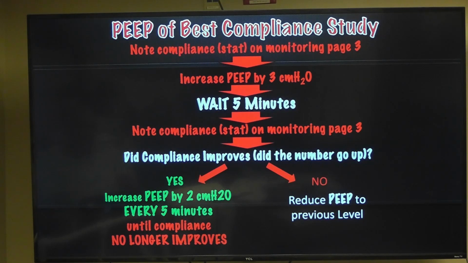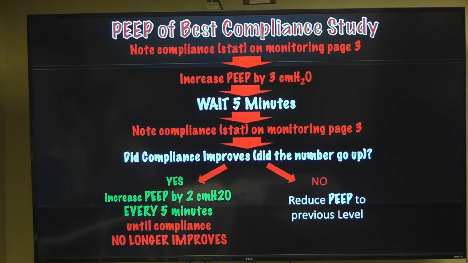If that number got bigger, then you found more lung. You recruited lung. You're going to go up by another 2 of PEEP. So you're going to go from 8 to 10. If that number did not get bigger, I don't really care what that number was to begin with or what that number ended with. It just has to get bigger. Okay? If it didn't, we're going to go back down to our previous PEEP level because we've fully recruited the lung.